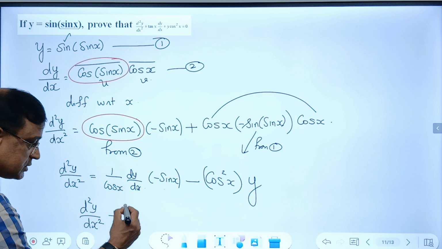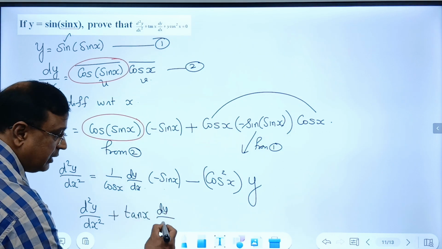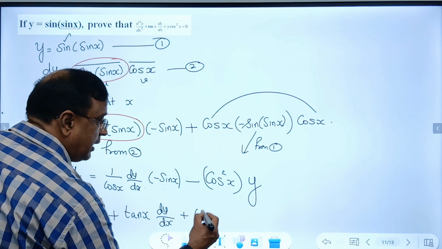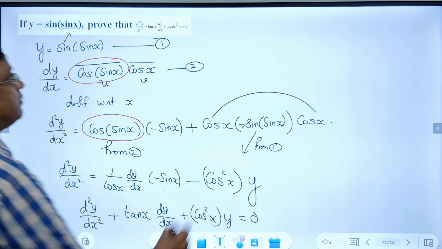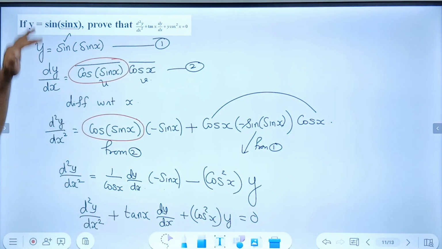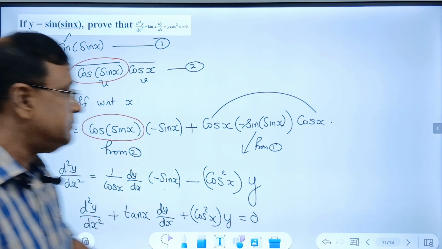What is sine by cos? Sine by cos is tan x into dy by dx plus cos square x into y equal to 0. That's exactly what you wanted to prove. It's so simple. Okay? Just follow the procedure. Just observe things carefully, you'll get the answer.